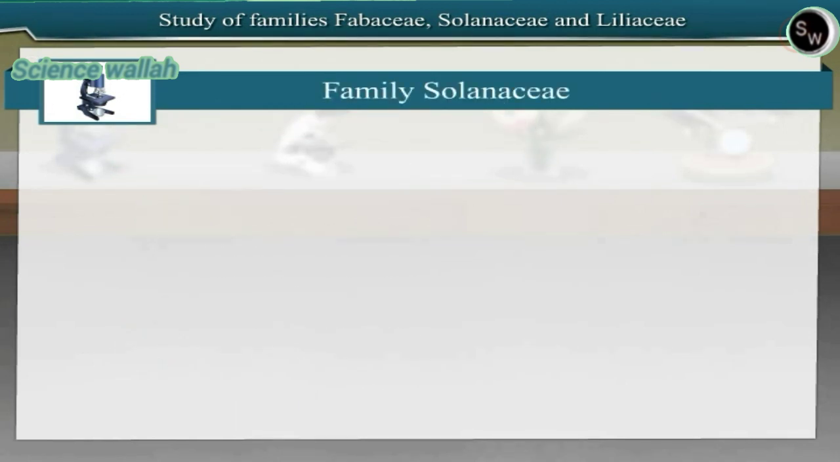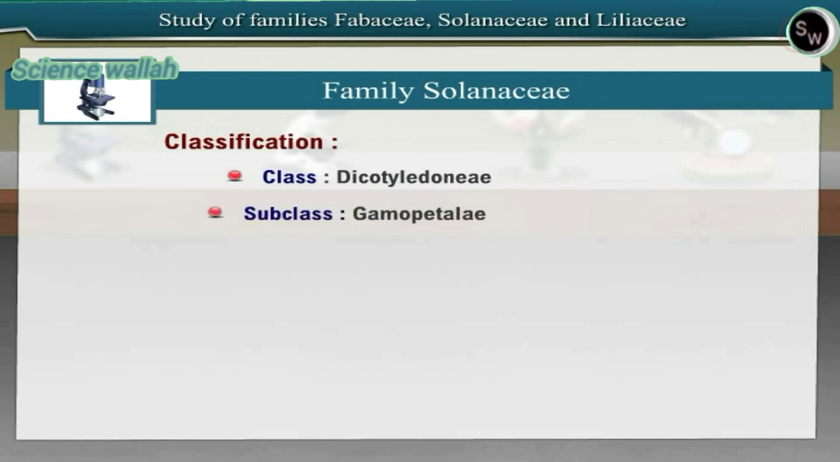Family Solanaceae. Second family is Solanaceae. Let us first classify a plant belonging to Solanaceae. Class: Dicotyledonae. Subclass is Gamopetalae, that is, petals are fused with each other, forming a tube-like structure.